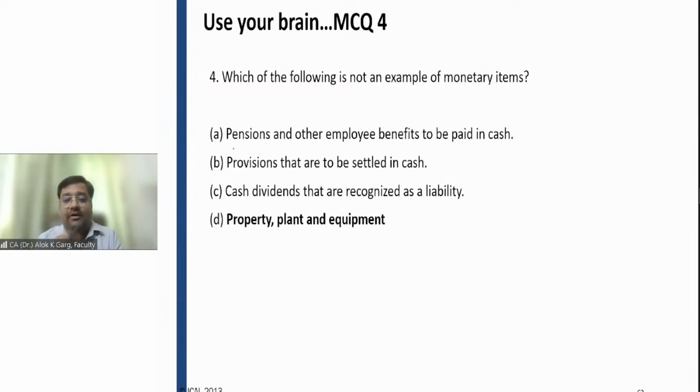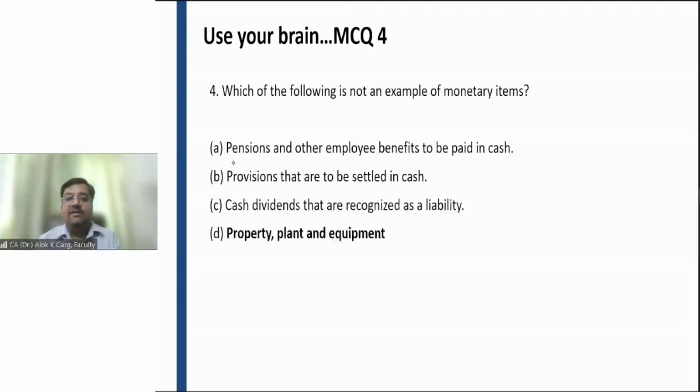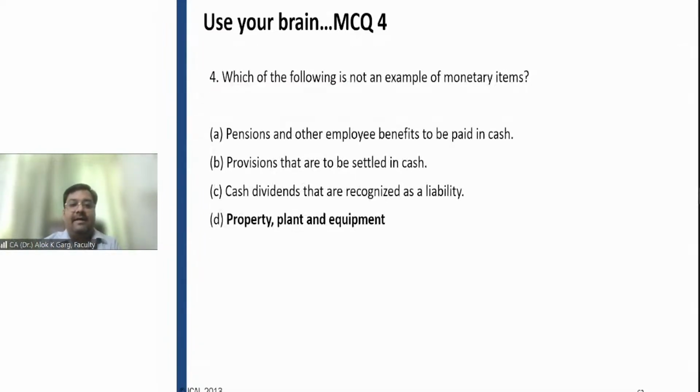Which of the following is not an example of monetary item? Pensions and other employee benefits to be paid in cash. Provisions that are to be settled in cash. Cash dividends. Property, plant and equipment. What is the right answer? PPE is the right answer. D is the right answer. Okay.